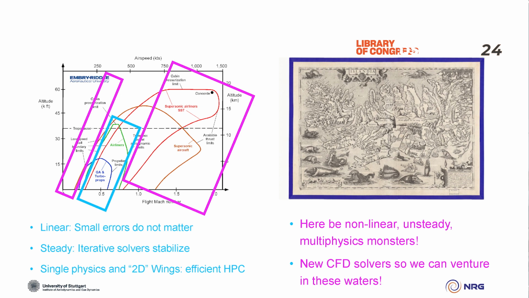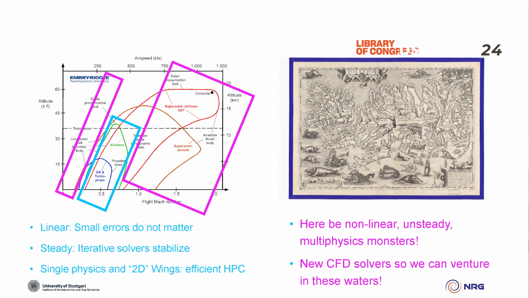So as soon as we try to leave this nice blue box here, we encounter physics that are completely governed by nonlinearity, by unsteadiness, often also by multiphysics phenomena like fluid structure interactions. So they are very much outside of the comfort zone of our classical established computational fluid dynamics solvers. So that's essentially my punchline.